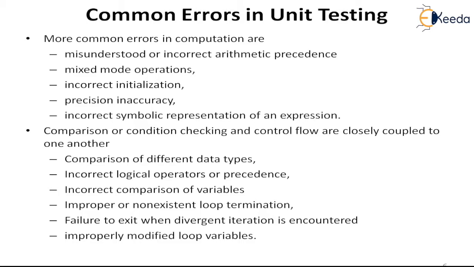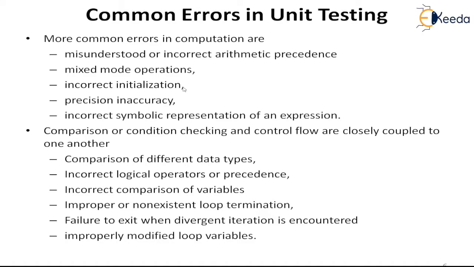So if we don't do this, then what will be the common errors? There are some errors that we as human beings make when we do the software implementation or the construction of the code. So where exactly do the errors happen? If we are aware that these kinds of errors happen, then we will be able to avoid them. So there could be errors in the computational area like misunderstanding, incorrect arithmetic precedence, mixed mode operations, incorrect initialization. This is a very common thing, incorrect initialization. Or maybe we have forgotten to initialize.